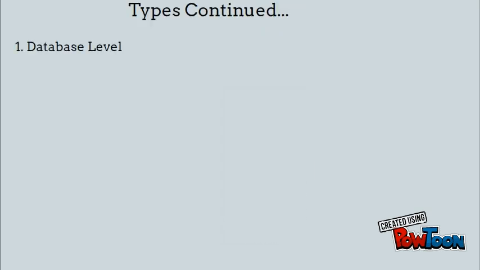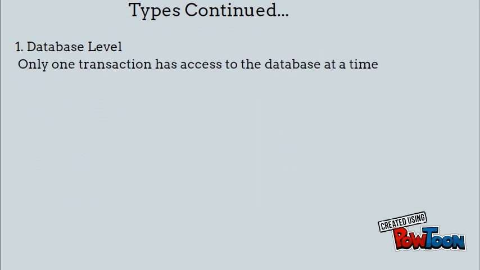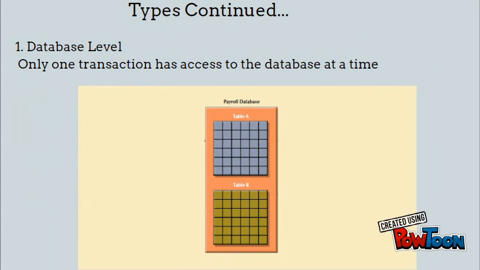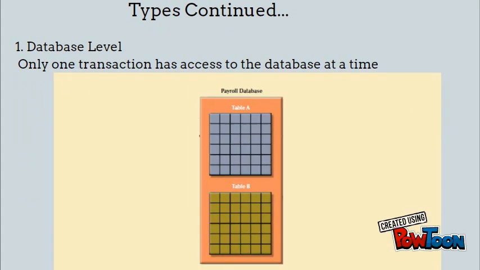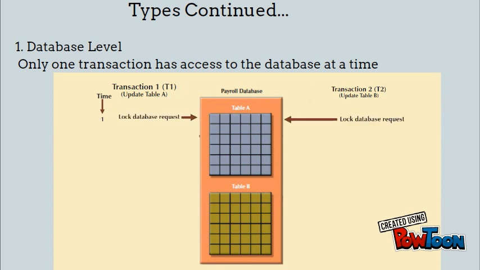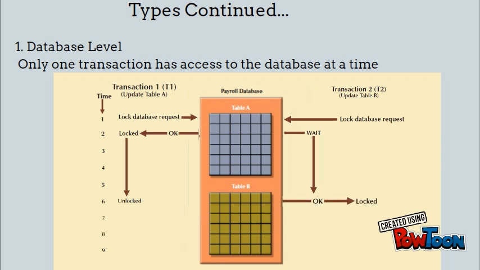Database level locking. Database level locking is when the entire database is restricted to allow only one transaction at a time. Table A and B form part of the payroll database where transaction T1 and T2 interact with it. T1 and T2 request to perform an operation on table A and B in the database. T1's request is granted and locks the entire database. T2 has to wait for T1 to complete its operation and unlock the database. Then and only then will T2 have access to the database.